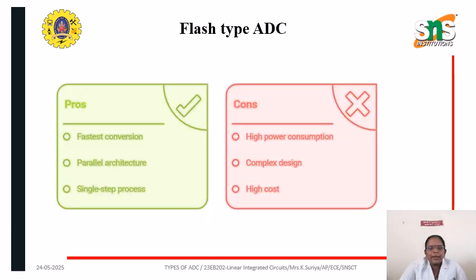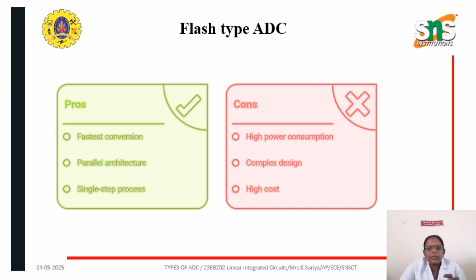Let us see the advantages and disadvantages of flash type ADC. The advantages are it converts the analog signals to digital in a single step, ensuring rapid processing. So it is fast conversion, and it utilizes multiple comparators simultaneously for efficient signal conversion. You can say that it uses a parallel architecture, and it achieves conversion without intermediate steps, enhancing speed and simplicity. So it is a single step process.